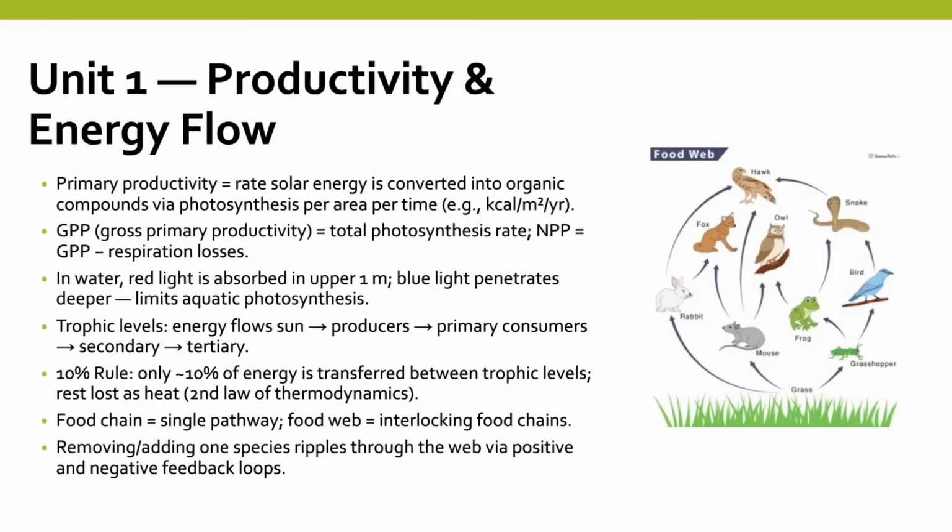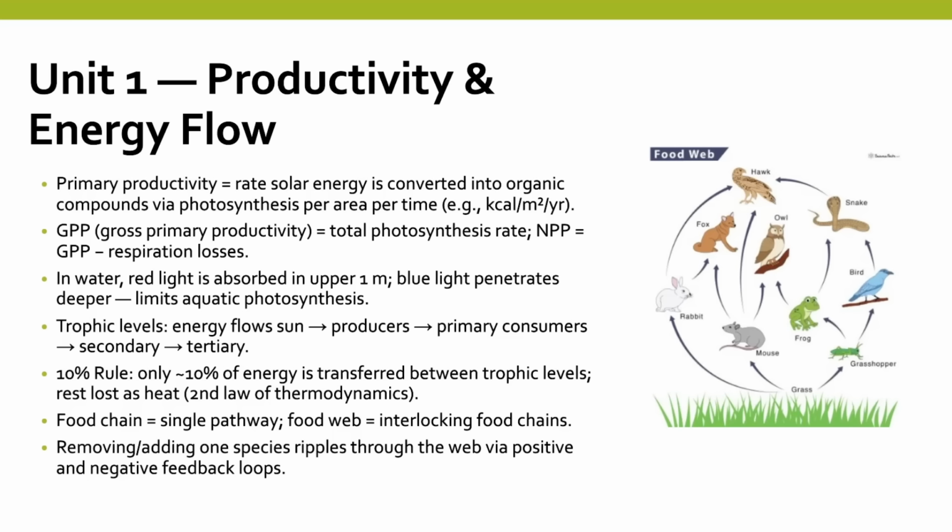Primary productivity is the rate sunlight converts to organic compounds per area per time. GPP is the total photosynthesis rate. NPP subtracts what plants burn through respiration. And the 10% rule states that only about 10% of energy transfers from one trophic level to the next. The rest is lost as heat, which is the second law of thermodynamics.